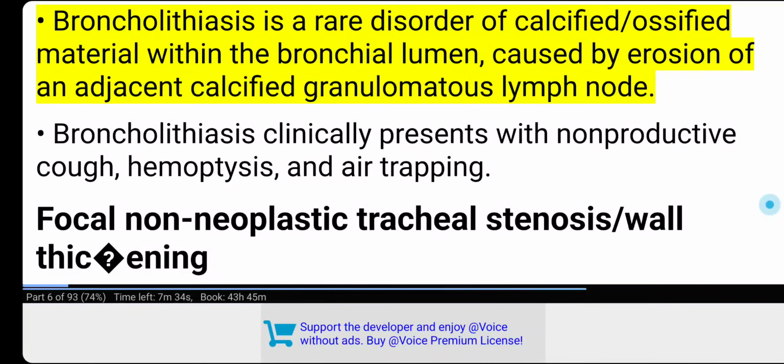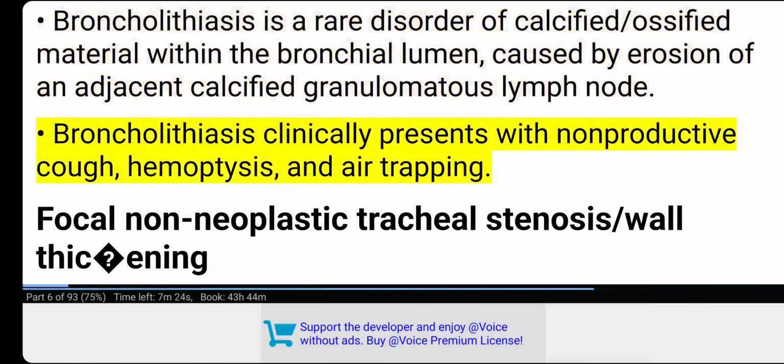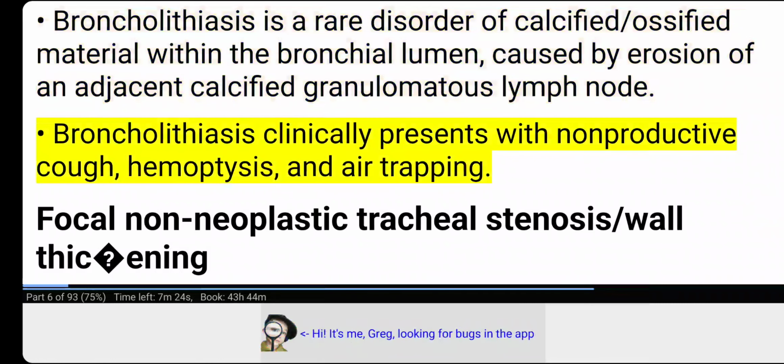Broncholithiasis. Broncholithiasis is a rare disorder of calcified, ossified material within the bronchial lumen, caused by erosion of an adjacent calcified granulomatous lymph node. Broncholithiasis clinically presents with nonproductive cough, hemoptysis, and air trapping.